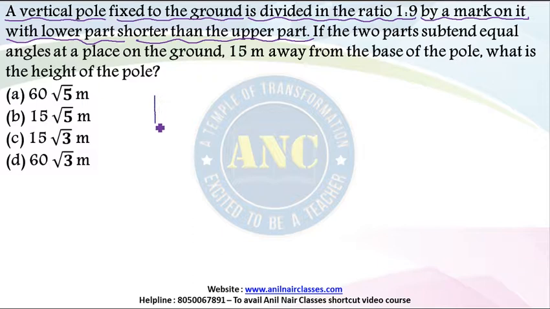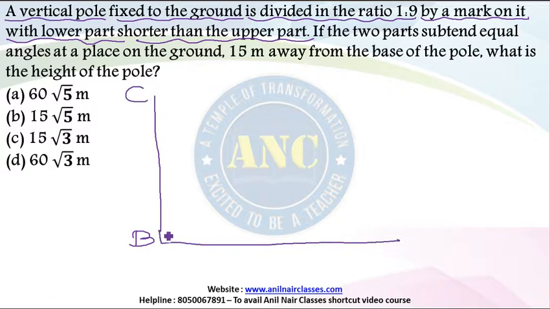Okay, there is a vertical pole. I will name this vertical pole as BC. This vertical pole is fixed to the ground. There is a ground. This ground is nothing but AB, or BA. This vertical pole is fixed to the ground and is divided in the ratio 1:9 by a mark on it. There is some mark on it. I will name that mark as mark D.